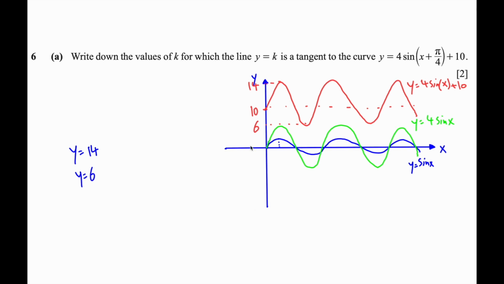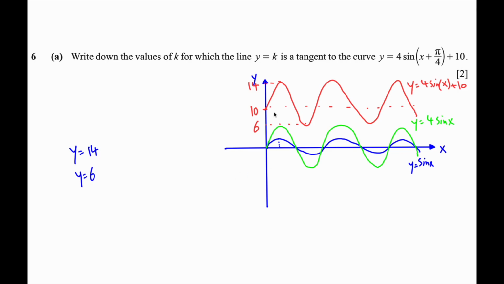I have to write down the values of k for which the line y equals k is a tangent to the curve y equals 4 sine(x plus pi over 4) plus 10. Now for this question, you can go ahead and take the derivative. However, I don't suggest you do that, because after all, it's just a 2 marks question, and whoever designed this question didn't want the students to take that path. There is an easier path.